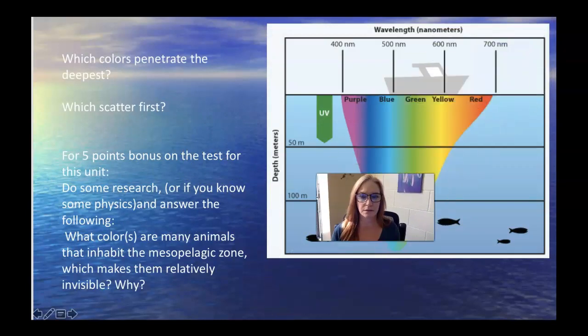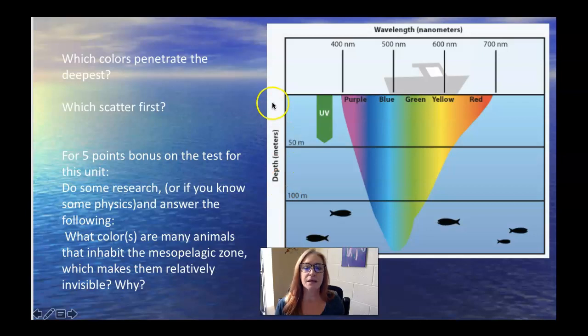So again, not all colors penetrate. Not all colors penetrate all the way through the water. It depends on their wavelength. So wavelengths, and please note, I am not a physics person. I teach biology for a reason. It's because I can't do math very well.